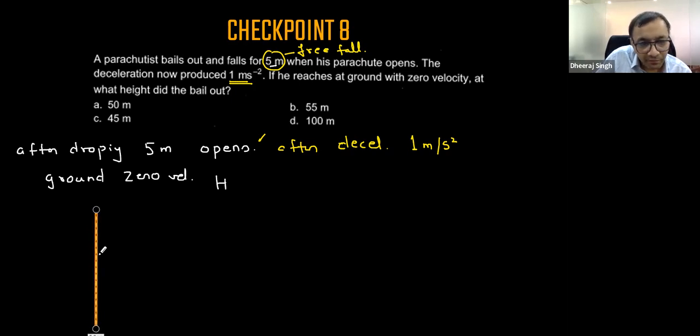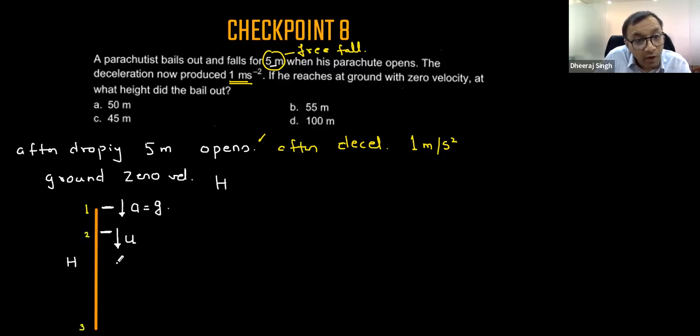Let's say total height is H. After 5 meters, the parachute opens. By this time, this person has gained some initial velocity before the parachute opens. So from point 1 to point 2, acceleration is vertically downward, equal to g. Now after the parachute opens, what direction will the acceleration be? After point 2, acceleration is upwards. Acceleration is 1 meter per second squared in the upward direction. And when it reaches the ground, the final velocity is zero. Clear? So this is the situation.